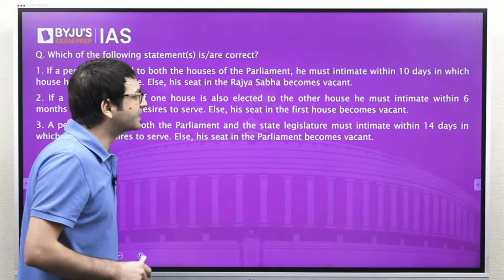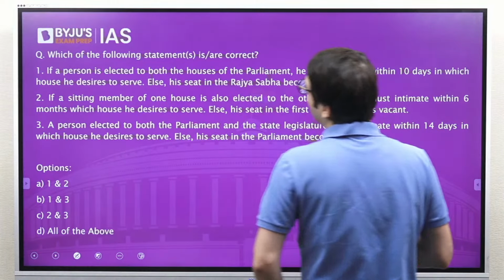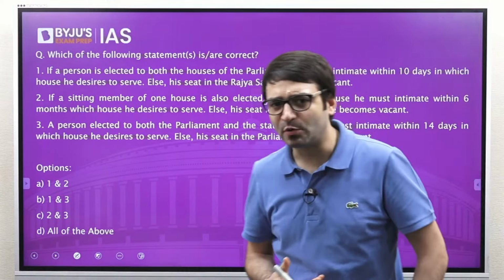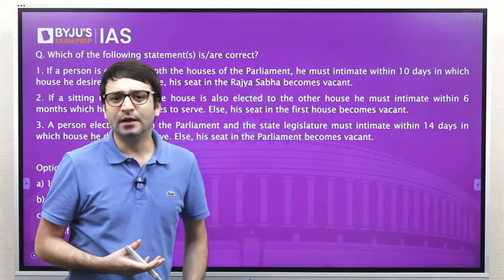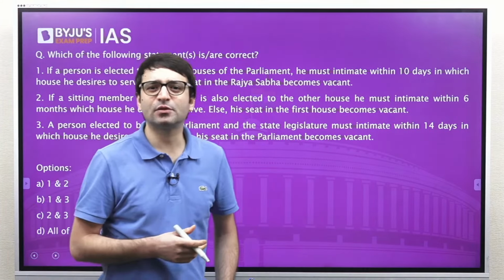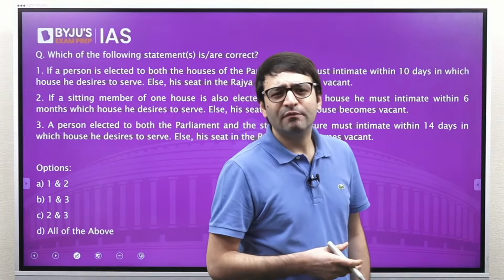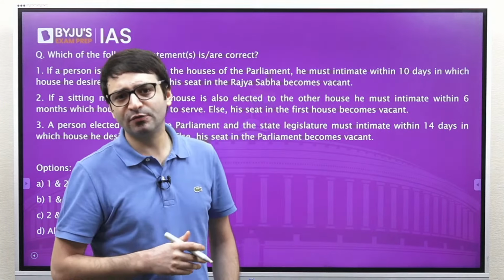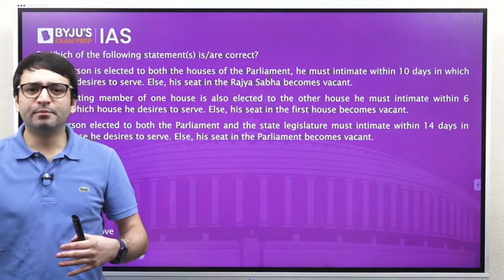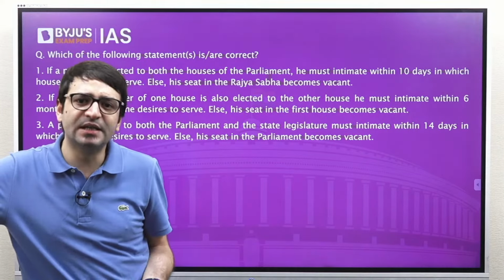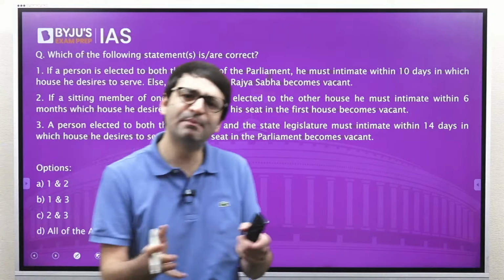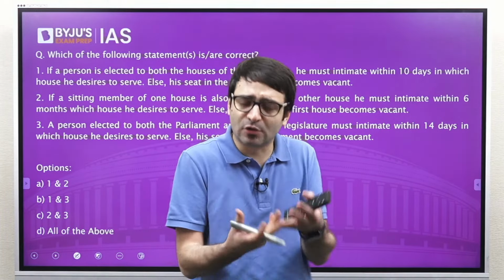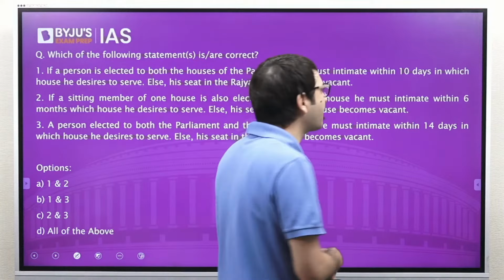Clear? So let's continue. Which of the following statements is or are correct? And this is in the backdrop of what happened in Uttarakhand. Mr. Tirath Singh Rawat, who was the member of the Lok Sabha, without resigning from Lok Sabha, he continued as the Chief Minister of Uttarakhand. And after that, he was asked to resign as the Chief Minister of Uttarakhand, and then he came back to Lok Sabha. Is it possible? Is it valid? Is it constitutional? Let's look at the question.